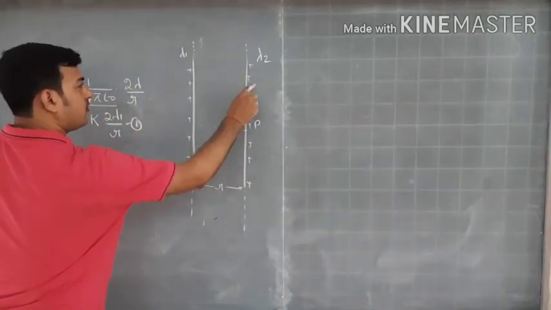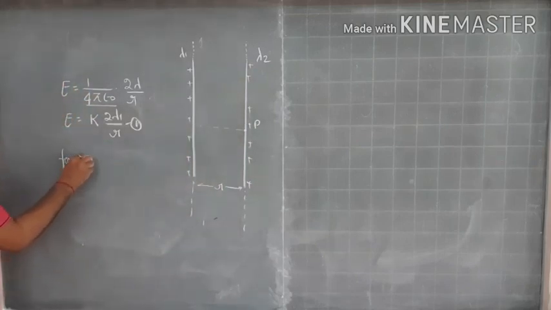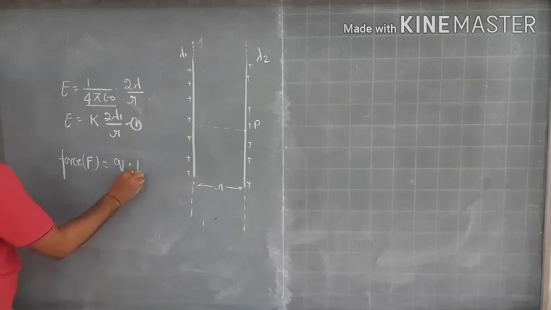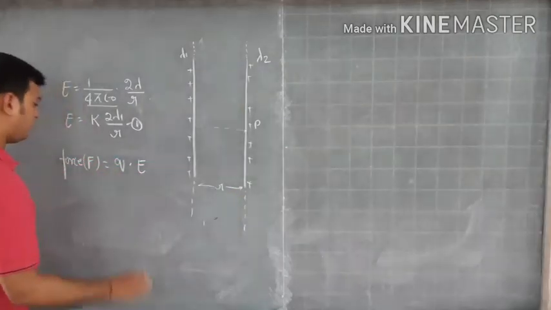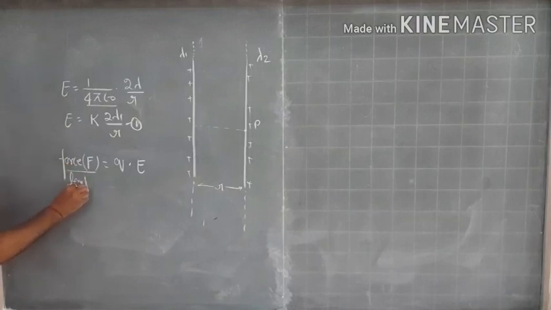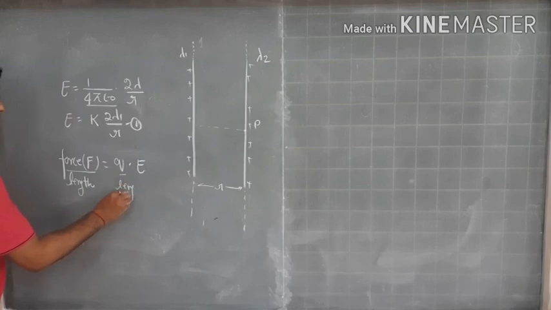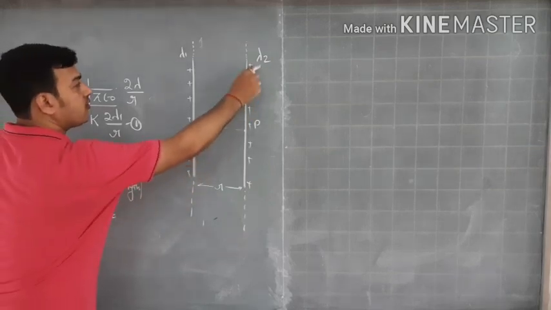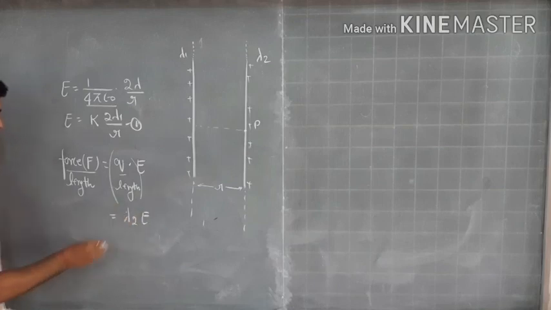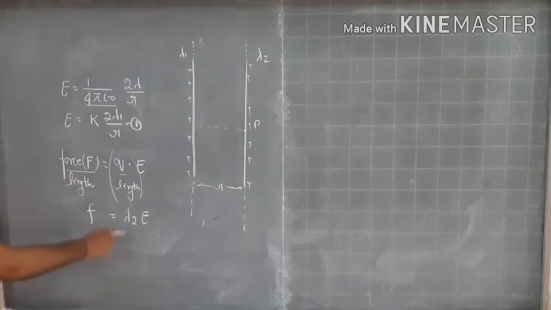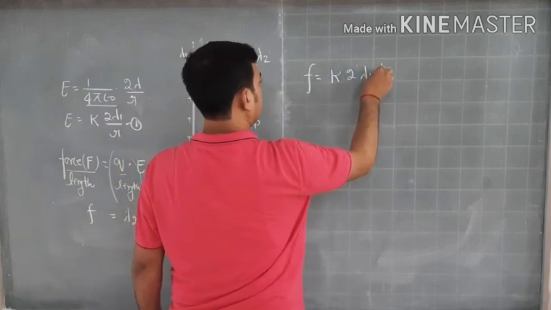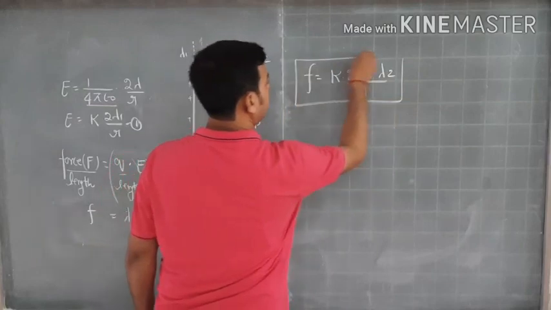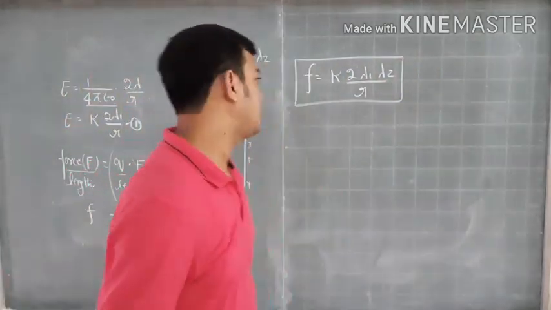So if I want to calculate the force on the second wire, you know that force F is charge multiplied by field. My field is E at this point, but the charge is not known since it is an infinitely long wire. So I will not find force, I will find force per unit length. So it will be charge per unit length multiplied by E. This charge per unit length is nothing but the charge density of this wire, and that is lambda 2. So this is lambda 2 into E, and let me take this force as F. Now I will use the value of E. So force per unit length will be k times twice lambda 1 lambda 2 by r. So this is the force that will act per unit length of the second wire.